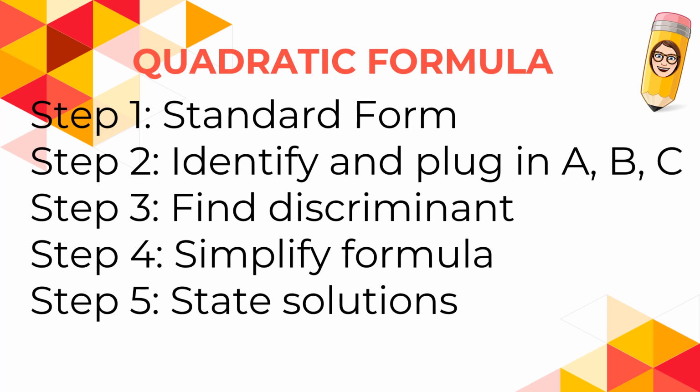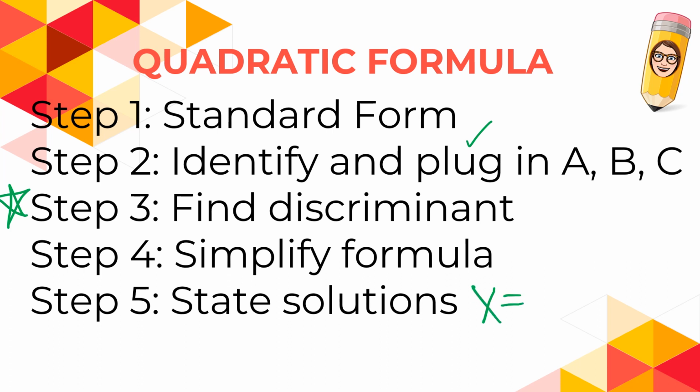So step 1, we have to, as always, write our equation in standard form. So that's not new, that's old. Next, we want to identify our A, B, C. We've already identified, so we're just plugging them in. That's the new piece. Step 3, we're going to talk about finding the discriminant. Now, to solve, you don't have to find the discriminant, but pay attention to directions in case I'm asking for that. As always, you want to simplify your formula, right? If I can reduce a fraction, if I can reduce a radical, I want to do so. And then step 5 is to state your solutions. Remember, we're looking for x equals.